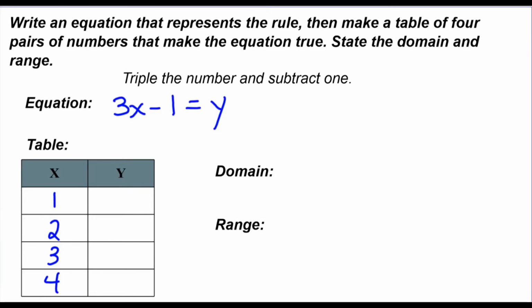So then if I apply the rule to my input values, or my x values, I'm going to have 3 times 1 minus 1, which is 2. 3 times 2 minus 1, which is 5, 3 times 3 minus 1, which is 8, and 3 times 4 minus 1, which is 11. So again, all of these pairs of values are related the same way. They're related with this equation, or this rule of tripling the number and subtracting 1.